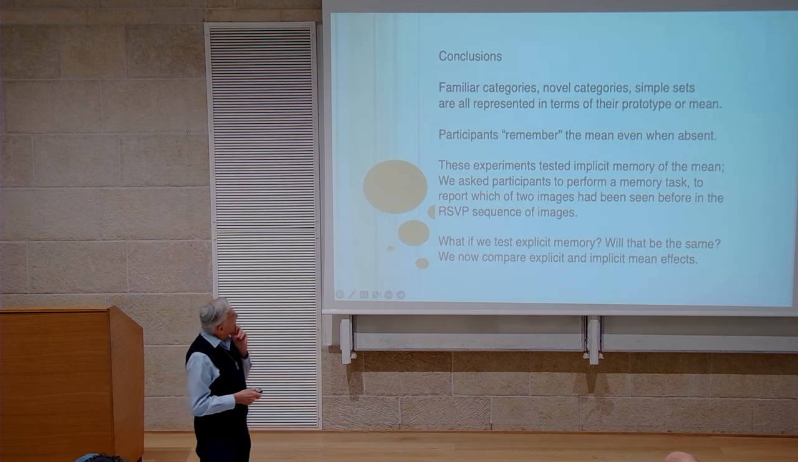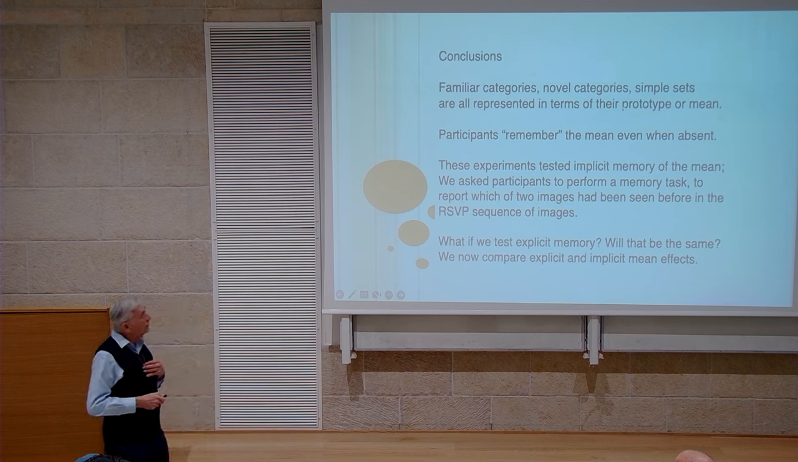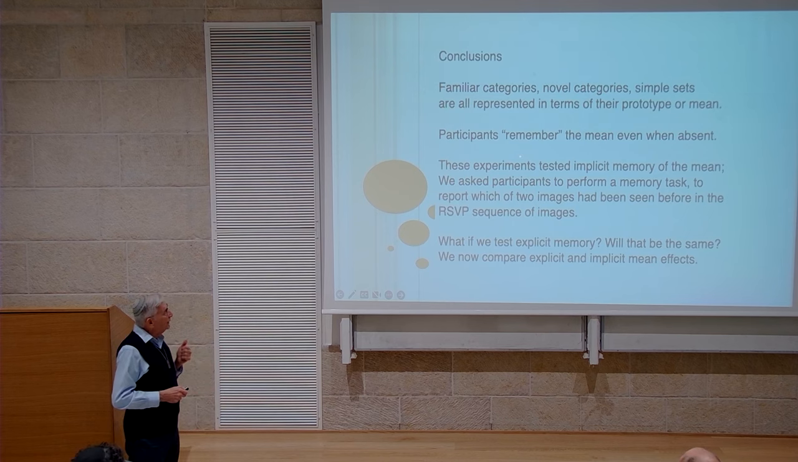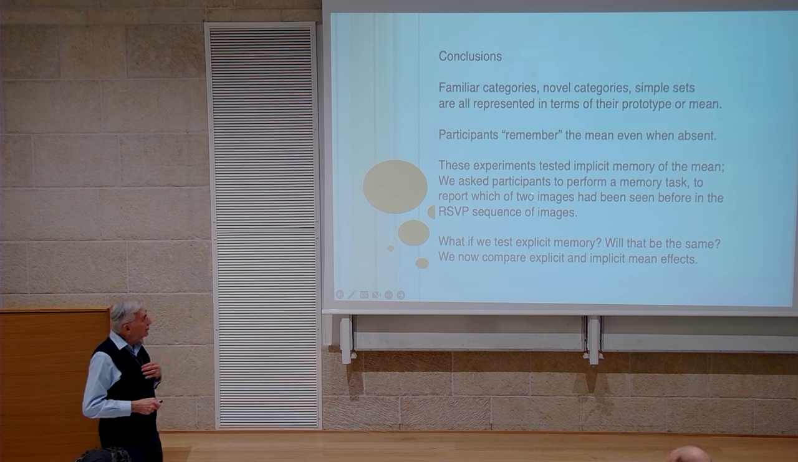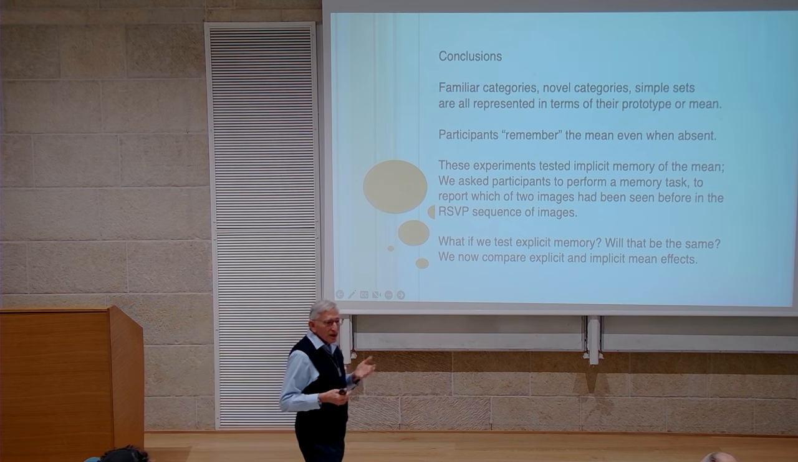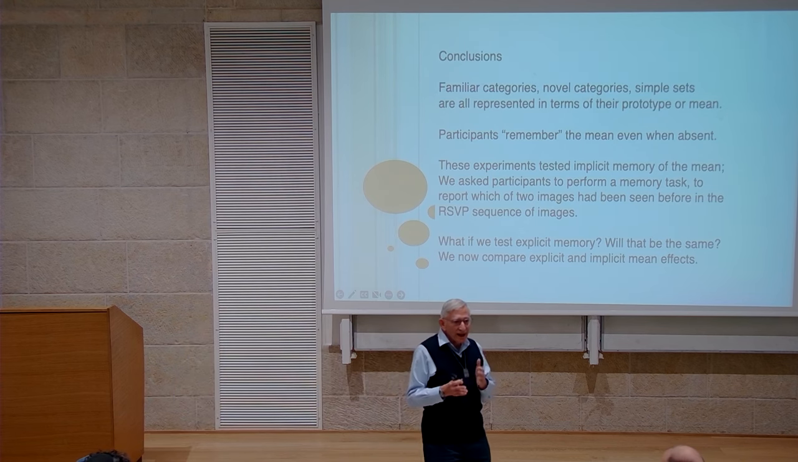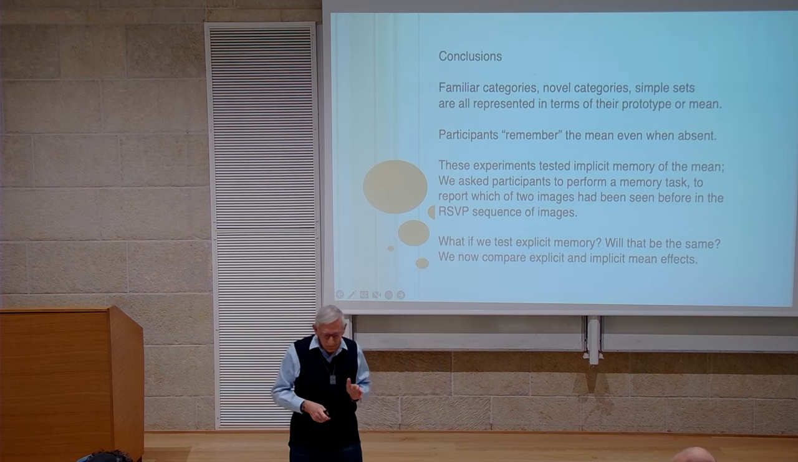Okay. So, conclusions. Familiar categories, novel categories, simple sets are all represented in terms of the prototype or mean. Participants remember the mean even when it was absent. These experiments tested implicit memory of the mean. We asked participants to perform a memory task to report which of two images were seen before in the RSVP sequence of images. What if we test explicit memory? So now the question is, are we going to compare implicit and explicit tests of the same thing, of knowing the mean?